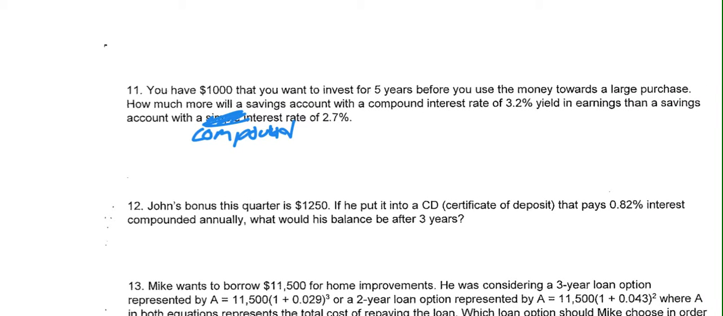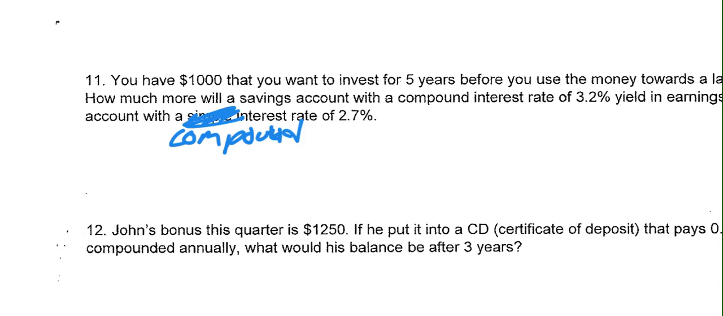You have $1,000 that you want to invest for 5 years before you use the money towards a large purchase. How much more money will a savings account with a compound interest rate of 3.2% yield in earnings than a savings account with a compound interest rate of 2.7%? We're doing the same formula for both of these. So the amount is $1,000.